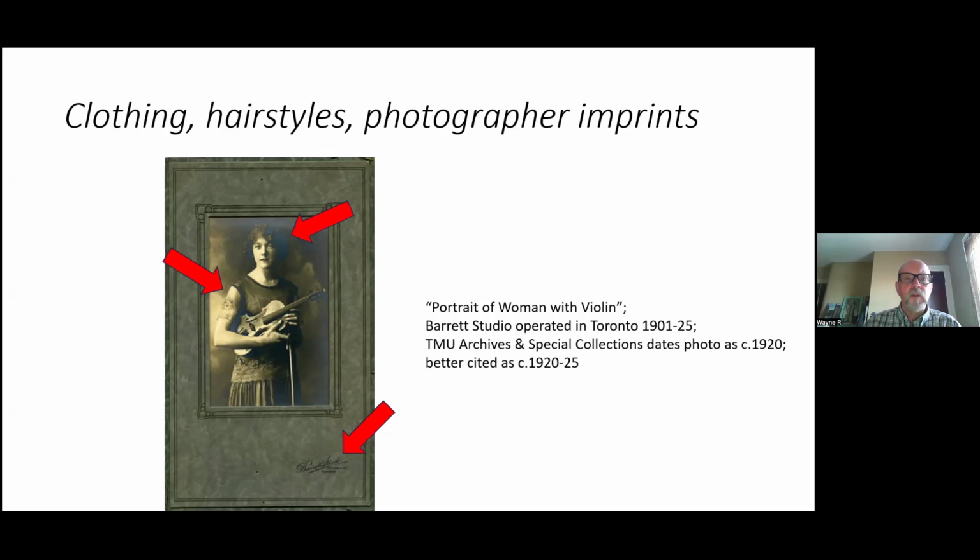And so the bobbed hairstyle, the way that the dress is hung, her sleeves, this is a case where using information about clothing and hairstyles is able to narrow down the date range. So here, I would actually date it as circa 1920 to 1925 because Barrett is out of business in that last year. And again, it provides a greater sense of certainty rather than saying circa 1920.